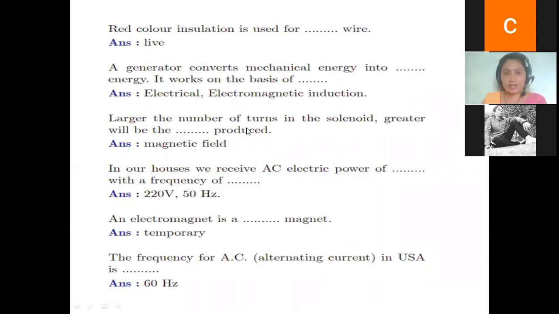Next, larger the number of turns in the solenoid, greater will be the magnetic field produced. Then, in our houses, we receive AC electric power of 220 volts, with a frequency of 50 Hertz. Next, an electromagnet is a temporary magnet. The frequency for AC in USA is 60 Hertz. So there is slight difference. We have 50 Hertz frequency, USA has 60 Hertz frequency. So in any numerical question, if potential difference is not given, it has to be taken as 220 volts in India.